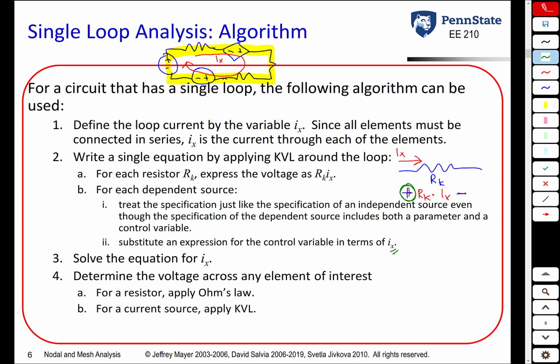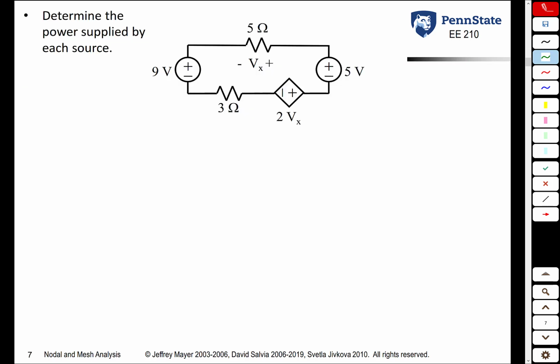When it's all said and done, you have a single equation in the variable Ix, and you solve that for Ix. Once you know that current, you can find any voltage across a resistor by using Ohm's law. If you want to find any power, you can use the power equation. Let's look at a simple example here. So we have a single loop circuit, and we're asked to find the power supplied by each source.